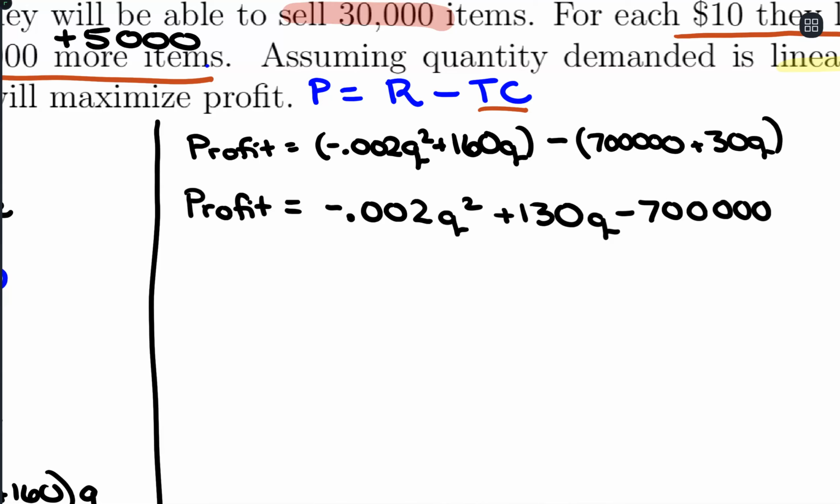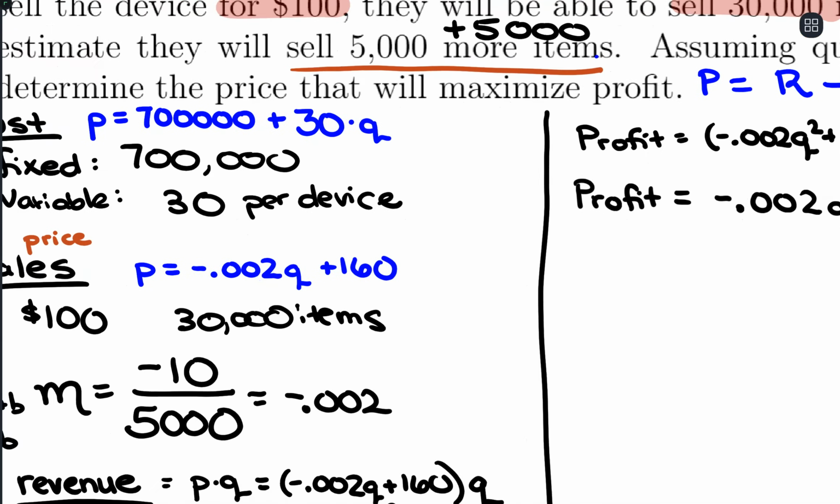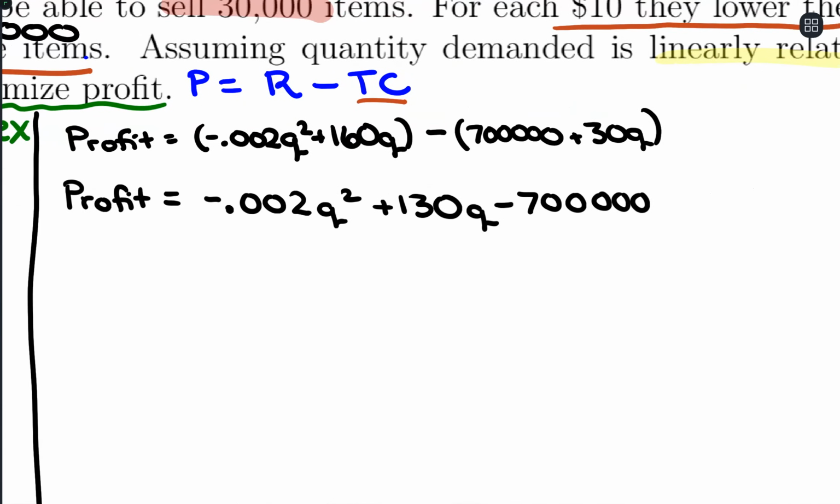All right, so what we want to do, assuming quantity demanded is linearly related to price, is determine the price that will maximize profit. So we want this maximum profit, and when we want to maximize or minimize, what we're looking for is a vertex. We're looking for this largest value. What we have here for profit is a quadratic equation. A maximum makes sense because our parabola is opening downward. So A equals negative 0.002, B equals 130. We don't really need C, but C equals negative 700,000.